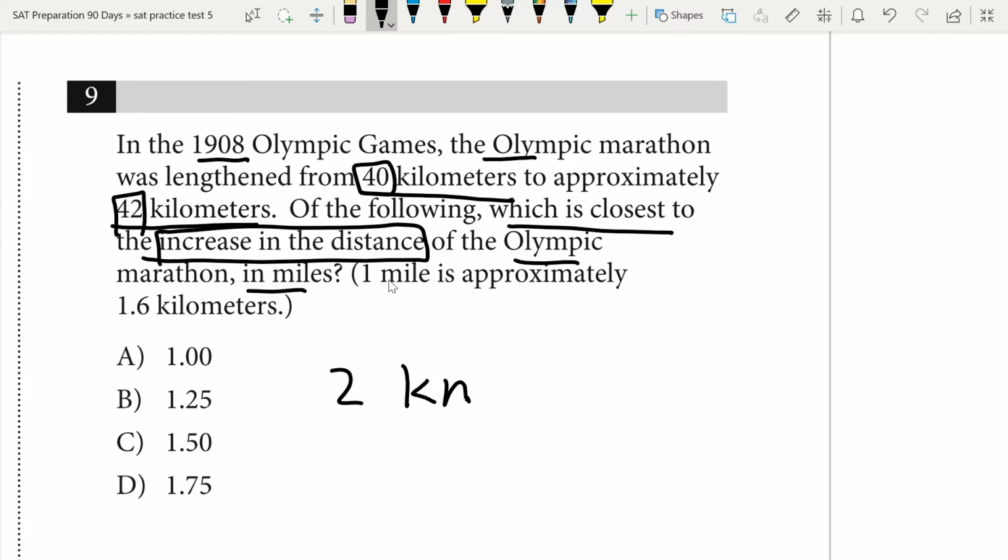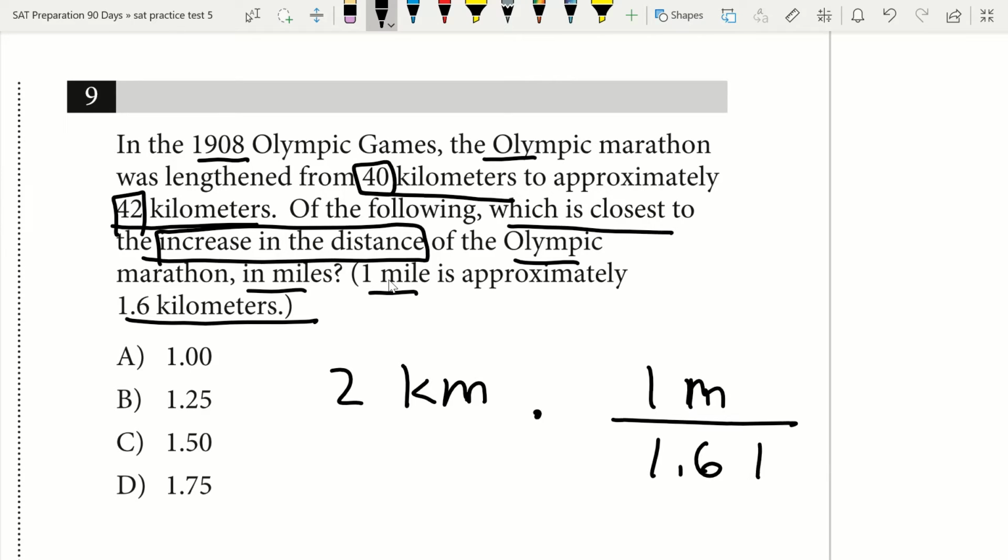We're asked for what that change is in miles. So we know that 1 mile is approximately 1.6 kilometers. So once again, we need kilometers on bottom to cancel our units. So we'll put 1 mile on top. We've got to divide by 1.6 kilometers to cancel kilometers and end with our units in miles. So we see we're going to have 2 over 1.6.